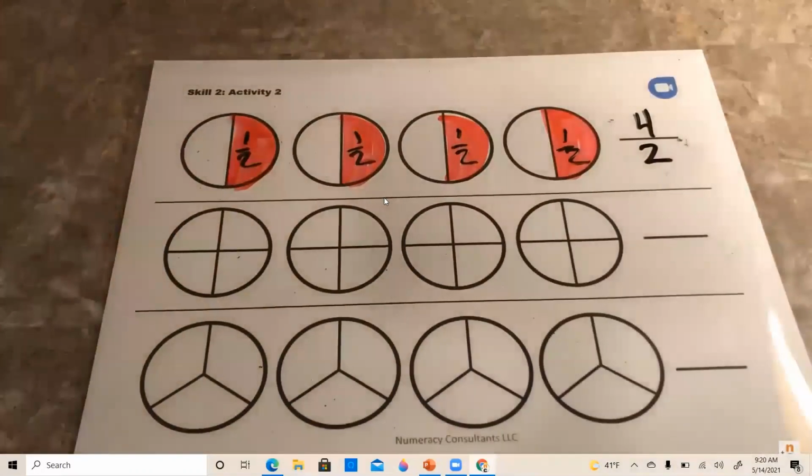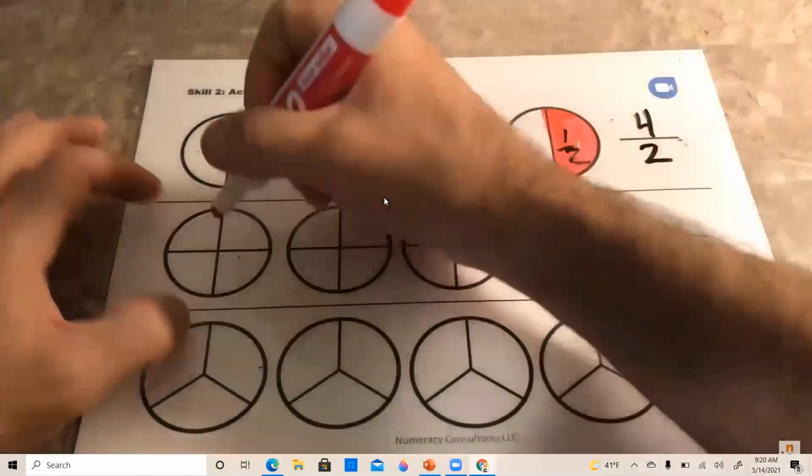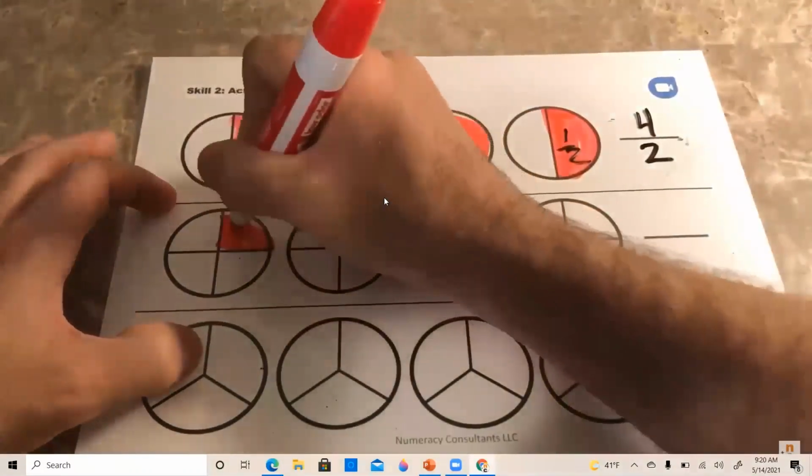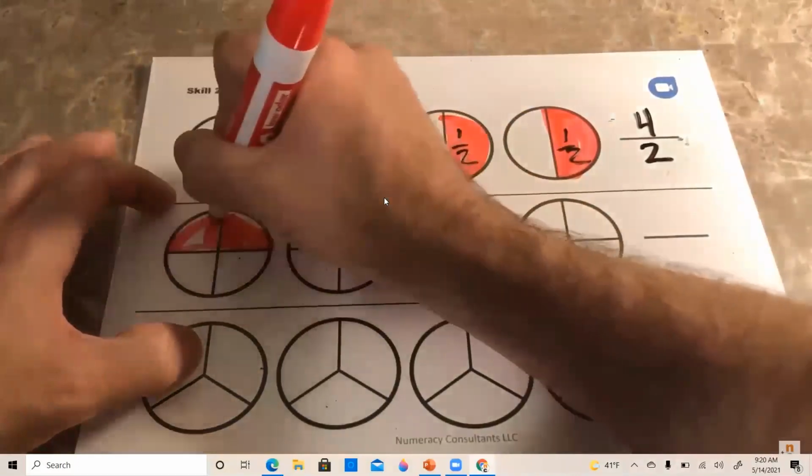Okay. So for the next one now, you can go ahead and say, okay, ready? You can go ahead and do this. Say, all right, color in all of the pieces, okay? We'll have them go through and color in all of the pieces.